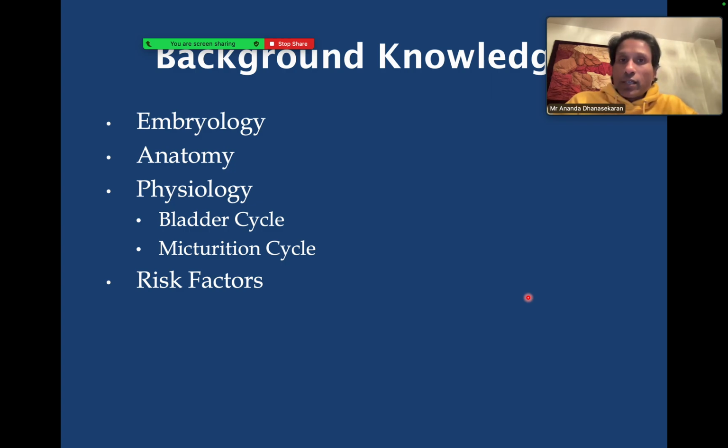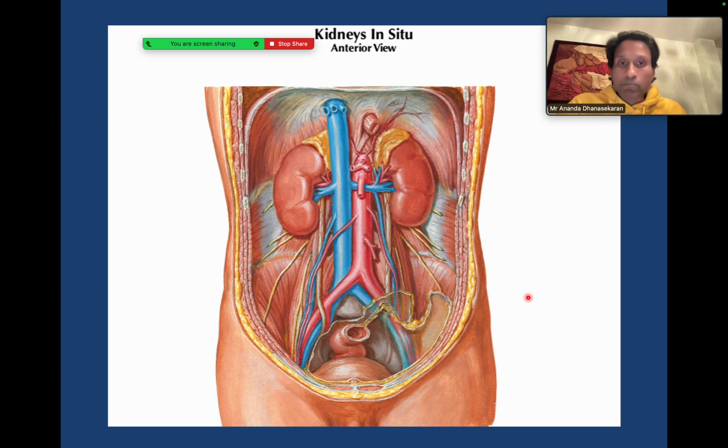Background knowledge: it is better to know about embryology, anatomy, physiology, and various risk factors for the diseases. Embryology and anatomy, I think you are quite thorough, having completed everything in years 1 and 2. Physiology, a little bit we will cover today. The physiology mainly consists of the bladder cycle, how the bladder has a filling phase and a voiding phase, etc. That is the micturition cycle. And we'll go through various risk factors for various urological diseases.